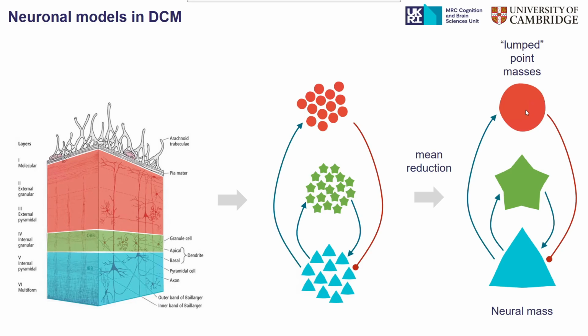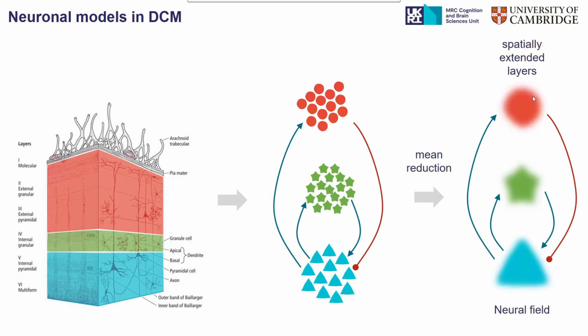Now, instead of lumping them like this, we could also model the spatial spread of each of the layers by modeling the population as a field. In this case, we can model each of the layers as a cortically extended sheet, and this allows us to model how neurons may fire with a certain correlation. These are richer models and incorporate a lot more nonlinear behaviors.